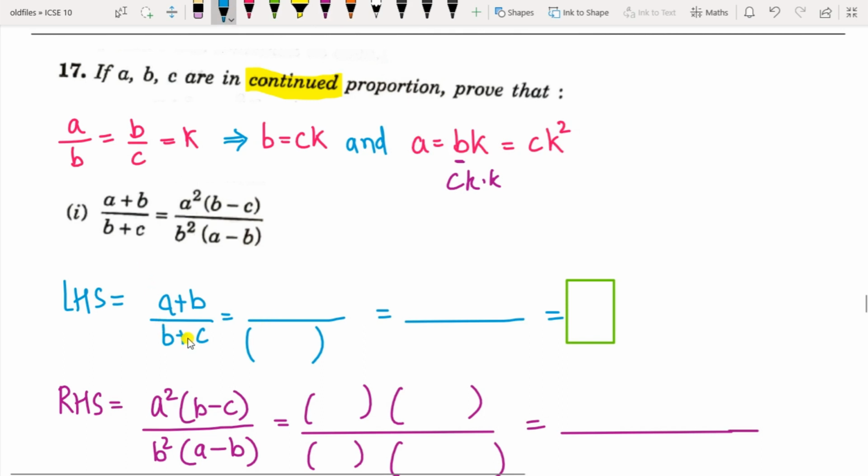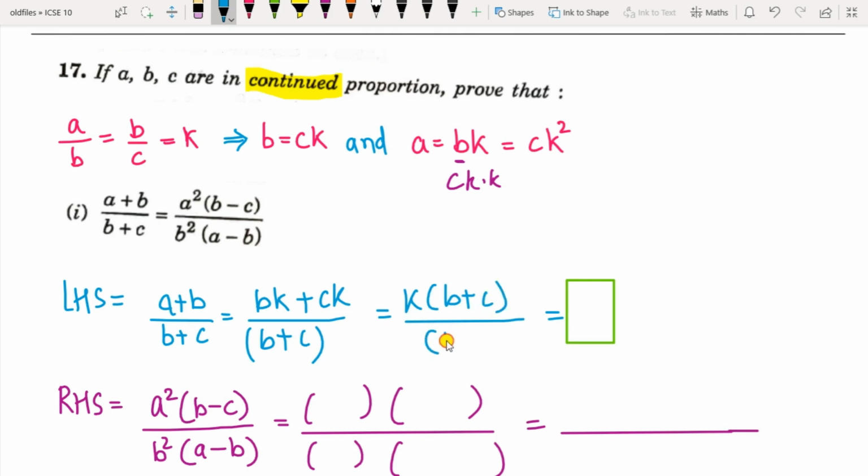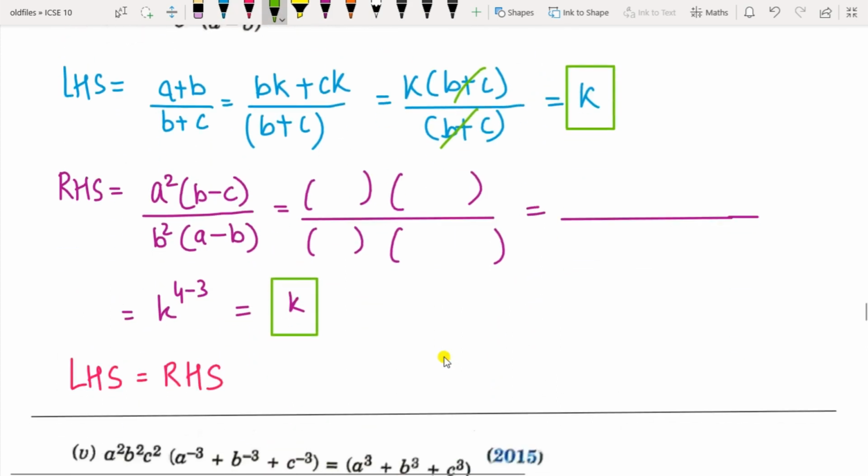So this is the LHS here. A we will substitute as BK plus B as CK, upon B plus C. So you can take K common, B plus C upon B plus C. So the value will be K. Now this is the RHS.